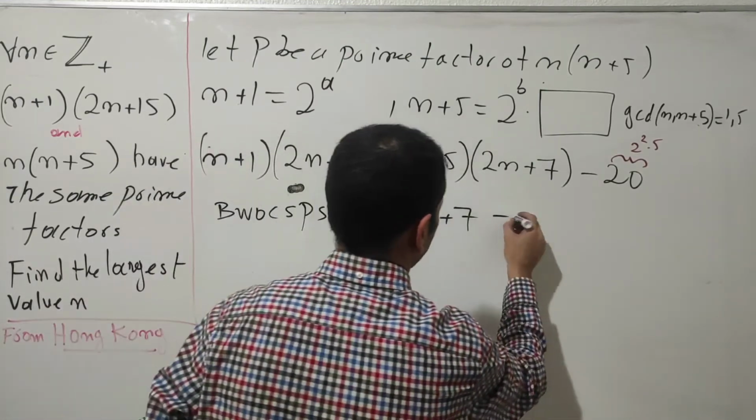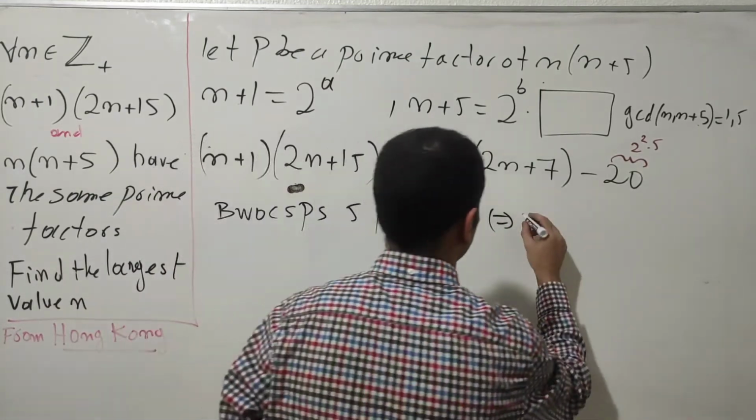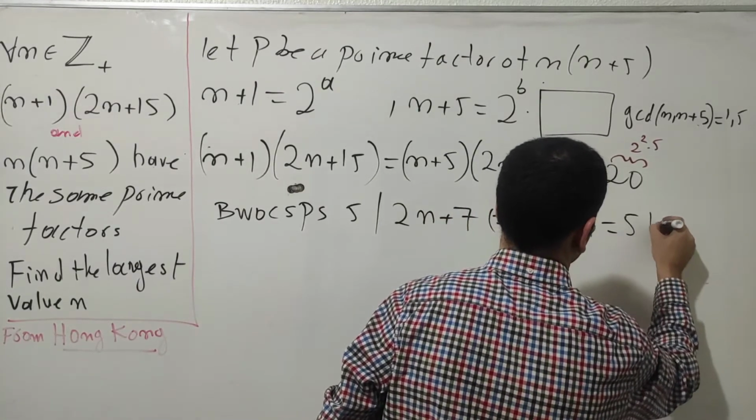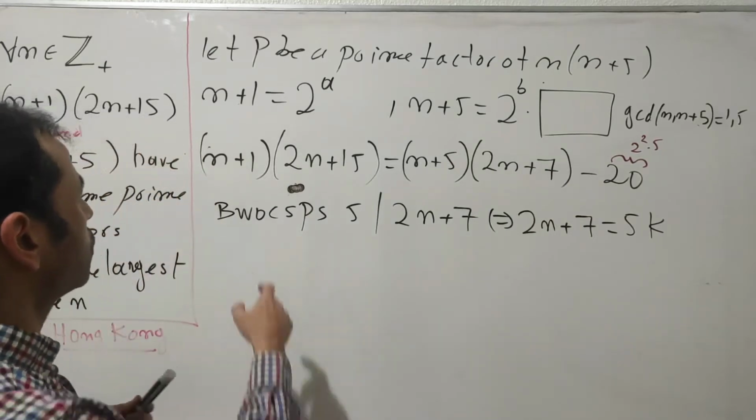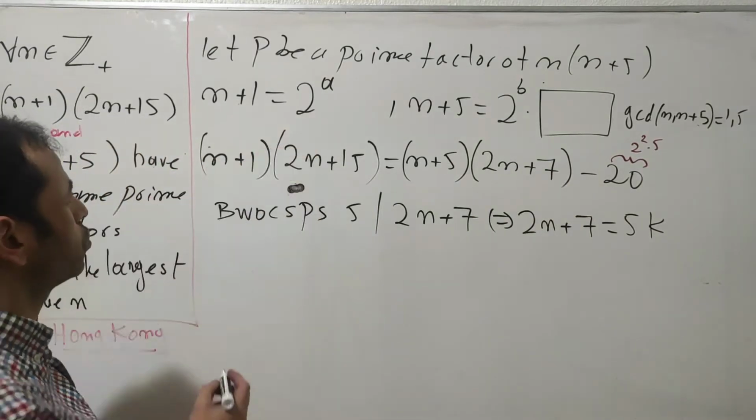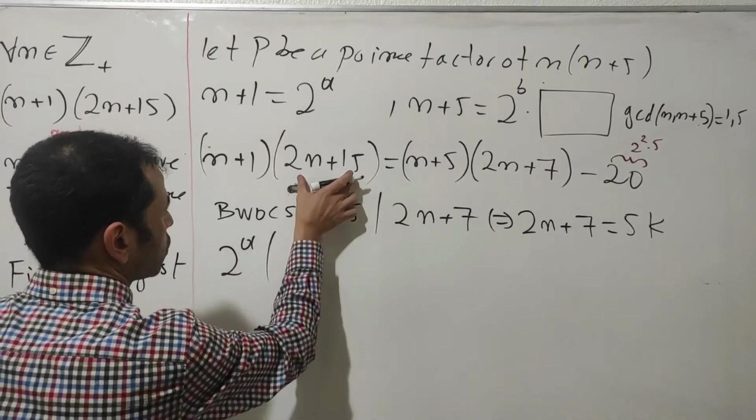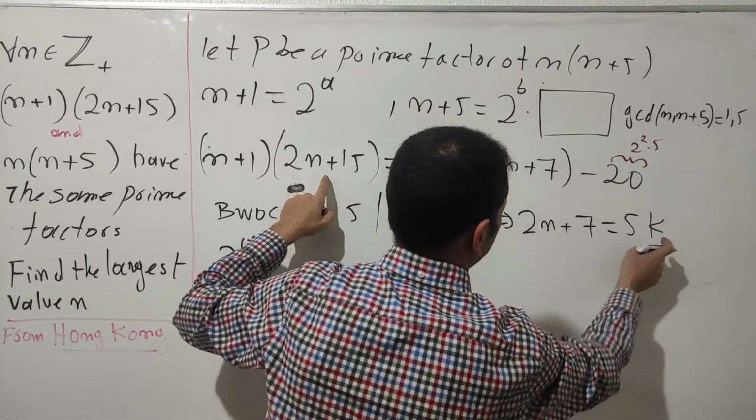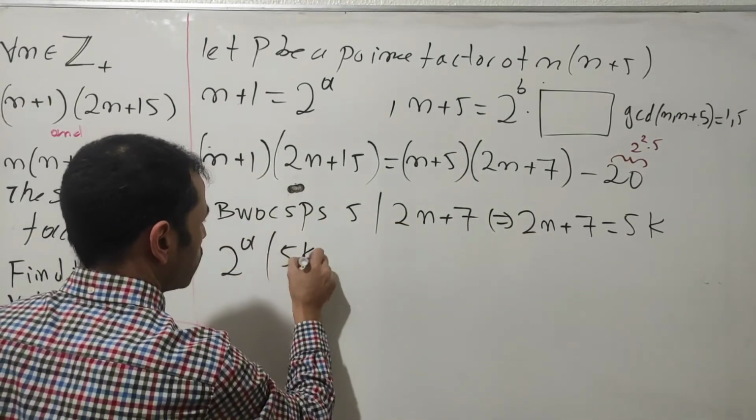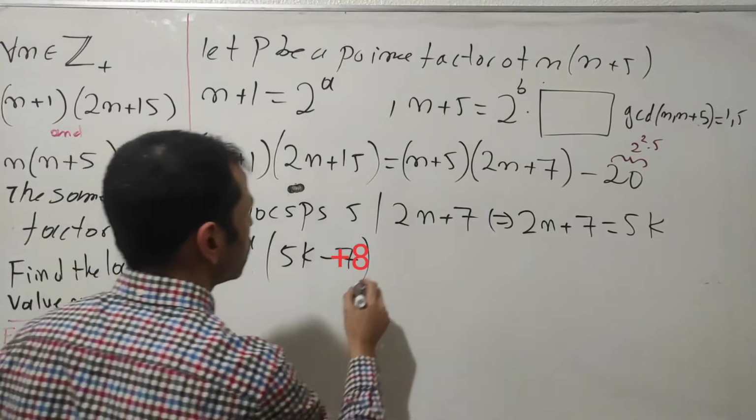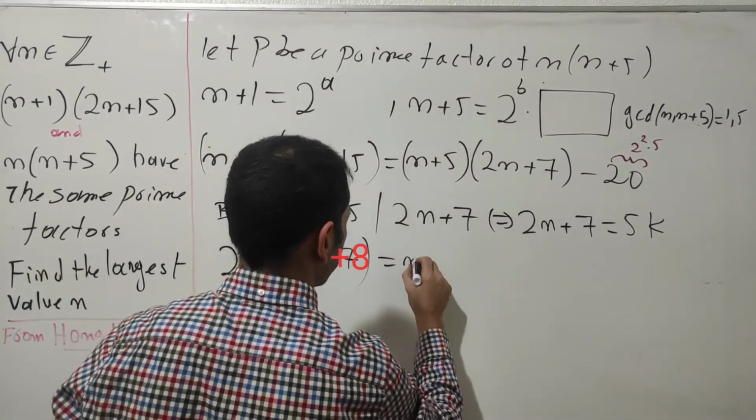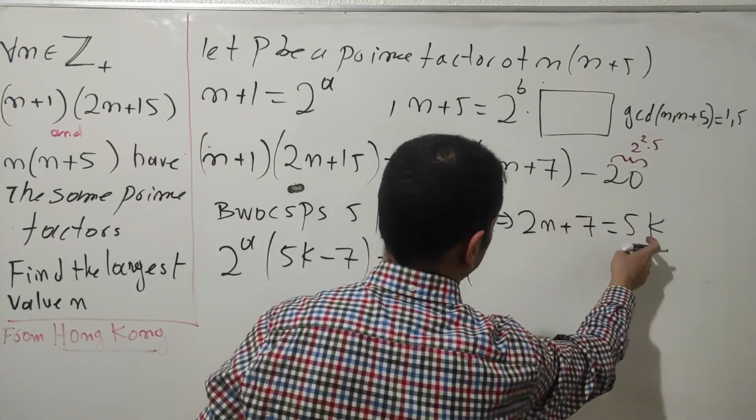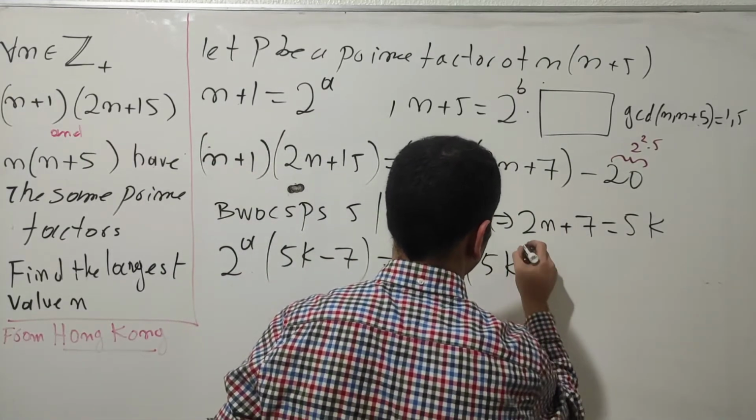According to the divisibility statement, this means 2n plus 7 equals 5k. Let's plug this into here. Plug in n plus 1 with 2 to the a factor. So we know 2n equals 5k minus 7, which equals n plus 5 factor this one. This one will be replaced with 5k.